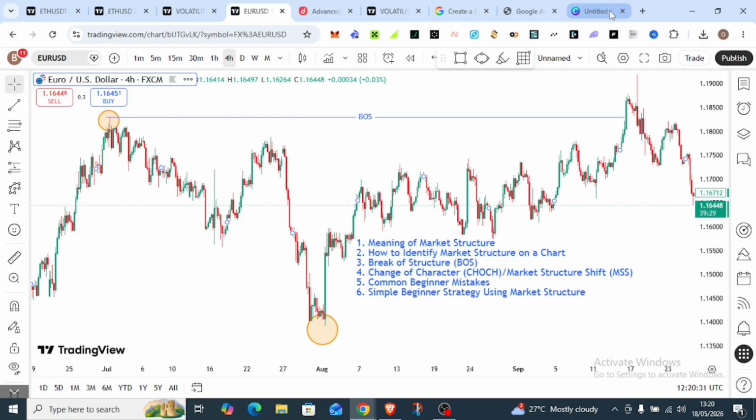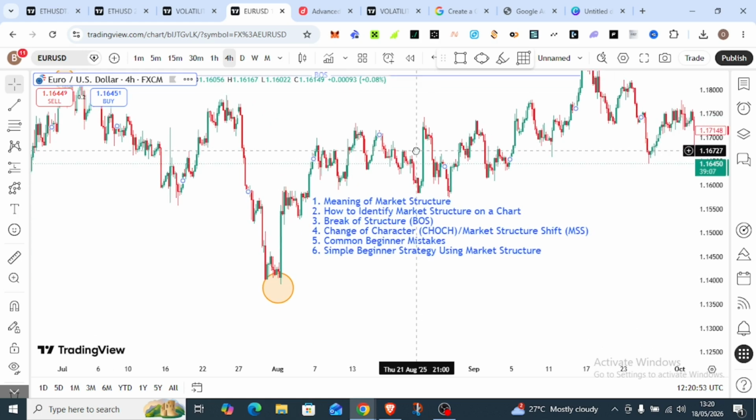Most traders lose because they don't understand market structure. If you can identify higher highs and lower lows, you can stop trading blindly. In this video, I will show you the simplest way to understand market structure as a beginner. Before that, let's look at the things we are going to cover.